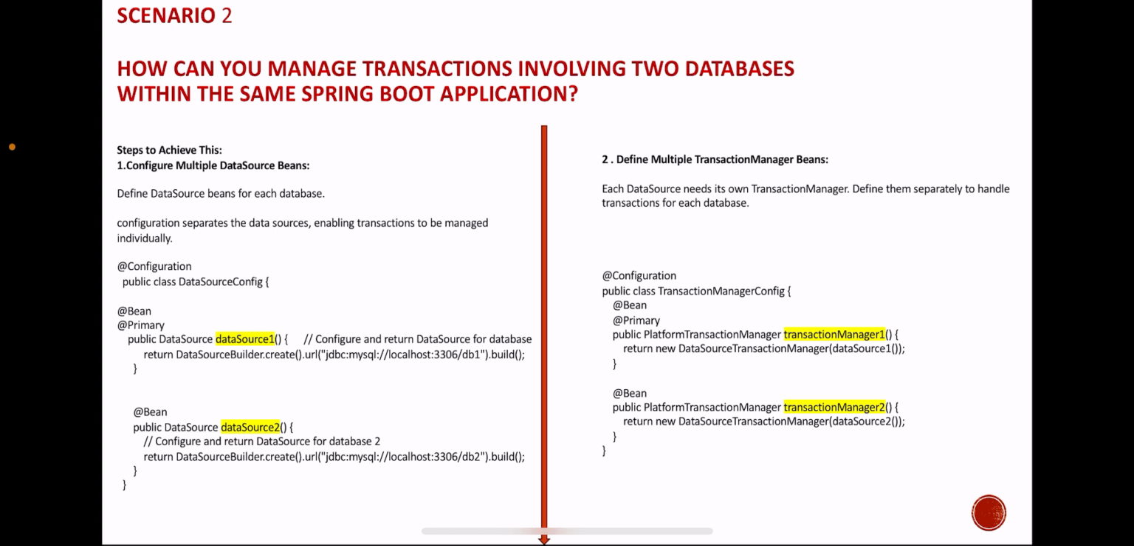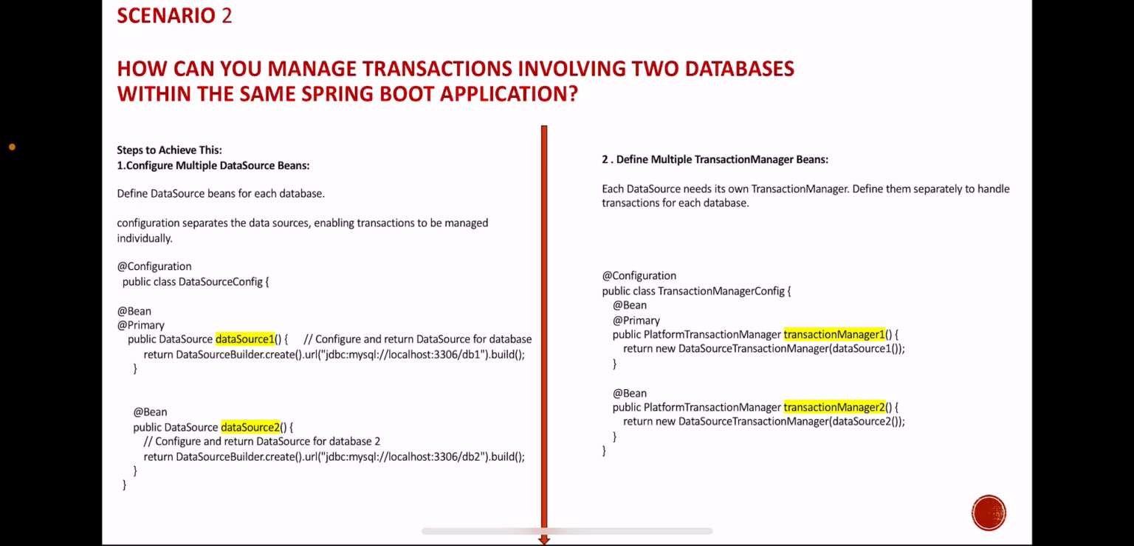The first thing is you need to configure multiple data source beans. The first bean is dataSource1, and that would be the primary one, and there you can define the URL for the first data source, and the second bean is for dataSource2. There you can define the URL for the second data source. After creating the beans for the data sources, you have to create multiple transaction manager beans. The first transaction manager bean is for dataSource1, and the second is for dataSource2. So each data source needs its transaction manager to handle the transactions for each database.